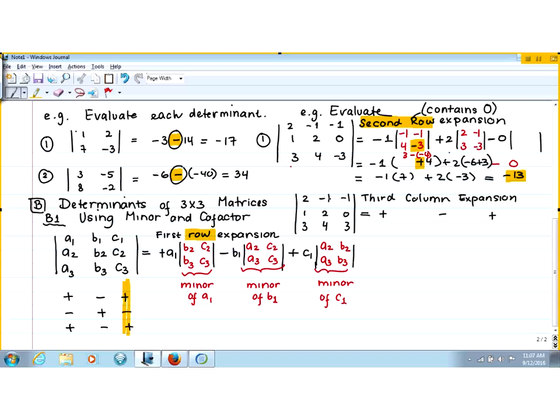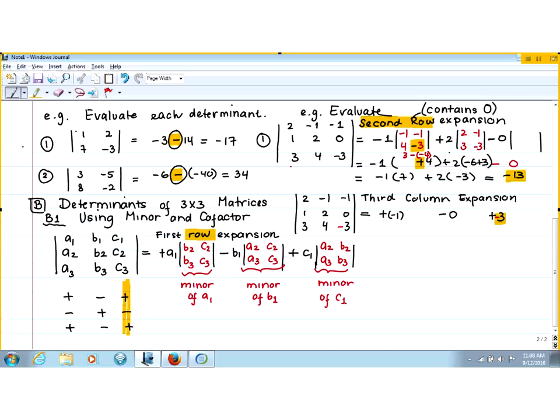Now I'm going to write down the elements of the third column, which is negative 1, 0. Oh, thank God for 0. 3. Oh, I forgot to do it again. I was really thinking about dinner. So this is plus negative 3.